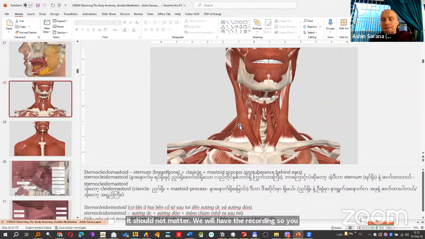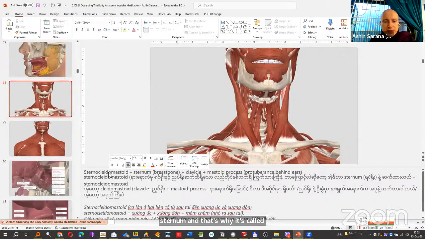So we have quite a few muscles in the neck. As you can see, we have a very long muscle that starts from behind the ear all the way until the sternum. And that's why it's called sternocleidomastoid. Sternocleidomastoid is written right here. So it connects the sternum, clavicle, and the mastoid process.